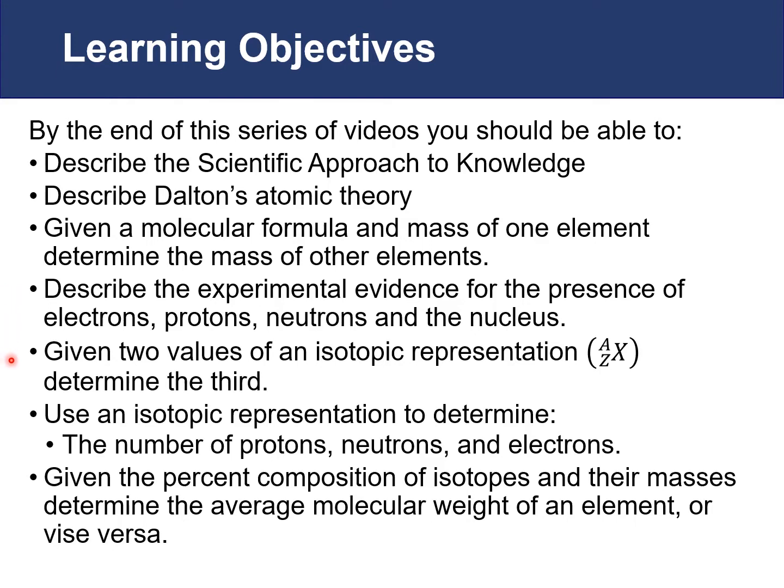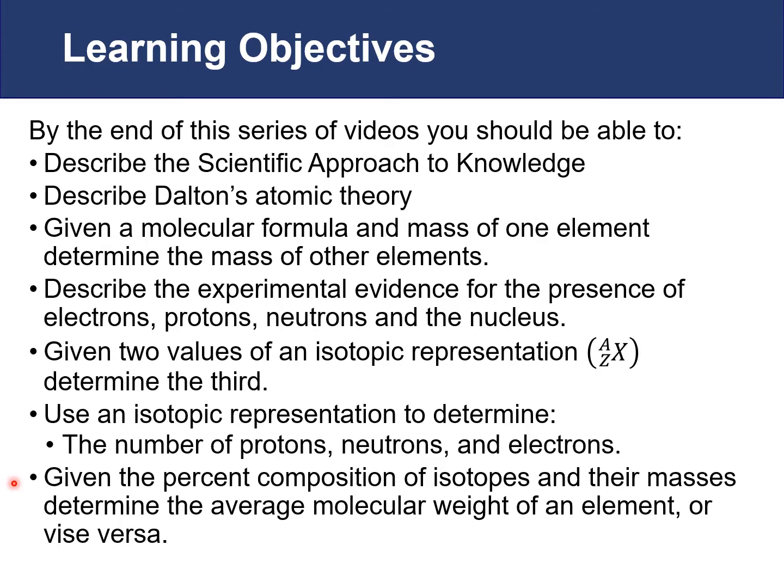of an atom. Given two values in the following isotopic representation, determine the third. So you might be given X and Z, X and A and asked to determine Z. You might be given A and Z and asked to determine X. Use an isotopic representation to determine the number of protons, neutrons, and electrons for a given isotope.